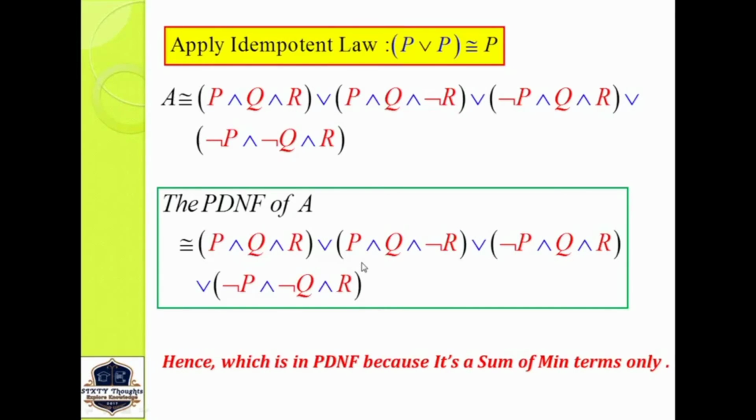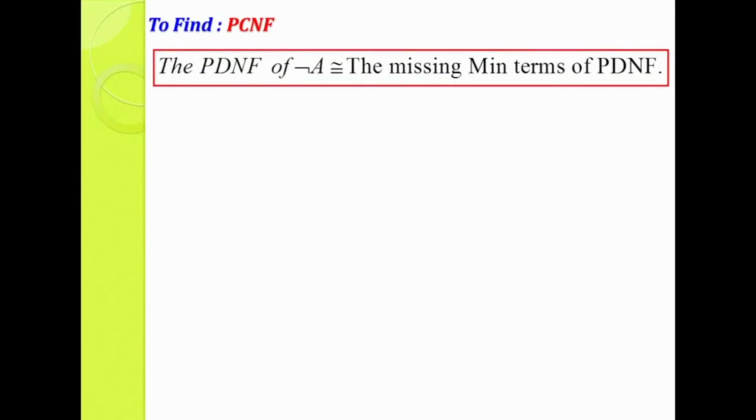So before we find a PCNF, first we write a negation of a PDNF answer. How to write negation of PDNF answer is remaining missing terms only. So now we find a PCNF. Before that, we write the PDNF of negation A. That is nothing but the missing min terms of PDNF of given statement A.